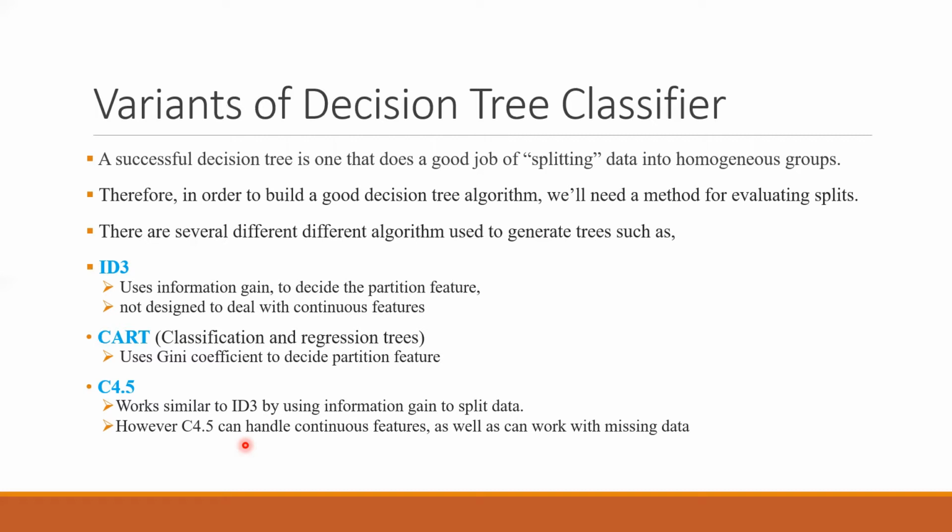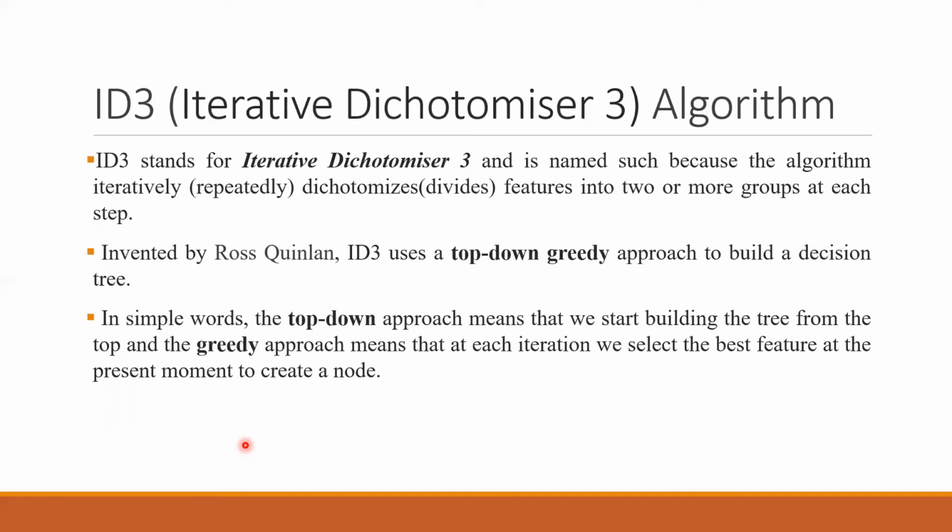And if you are just asked about classification and regression using the Gini coefficient, then the answer will be CART. And if you are asked that you will be using information gain to make the decision, and which one will it be, it will be ID3. So we will look into the ID3 in detail now.